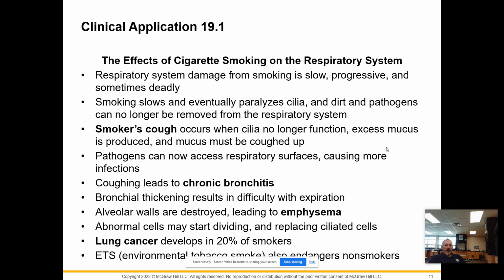Environmental tobacco smoke also endangers non-smokers, and it's even been said that people who are around smokers are more impacted by the smoking than the people who are smoking. I don't think that's very fair, and it's upsetting. As a matter of fact, there is a law that was passed. I think it's illegal to smoke in a car with a child who is 12 or under. It might be 16.